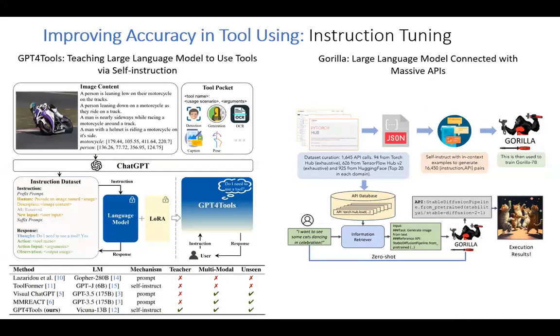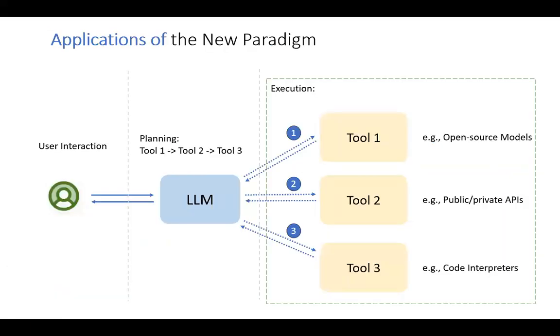Another thread on improving accuracy in tool use is to combine this system with instruction tuning. One can generate a dataset of instruction-API pairs via self-instruct to tune a smaller large language model. And by composing tools from a more specific domain, this new system paradigm can also support diverse domain-specific applications.